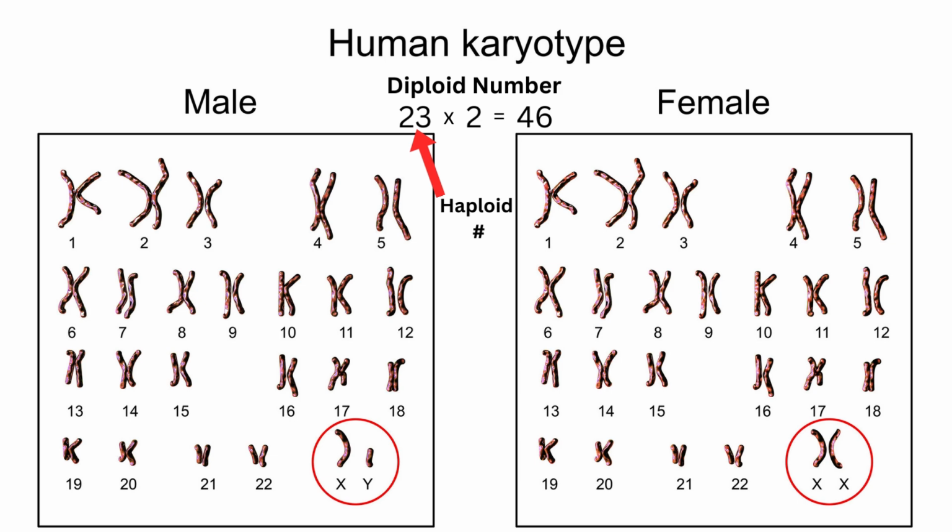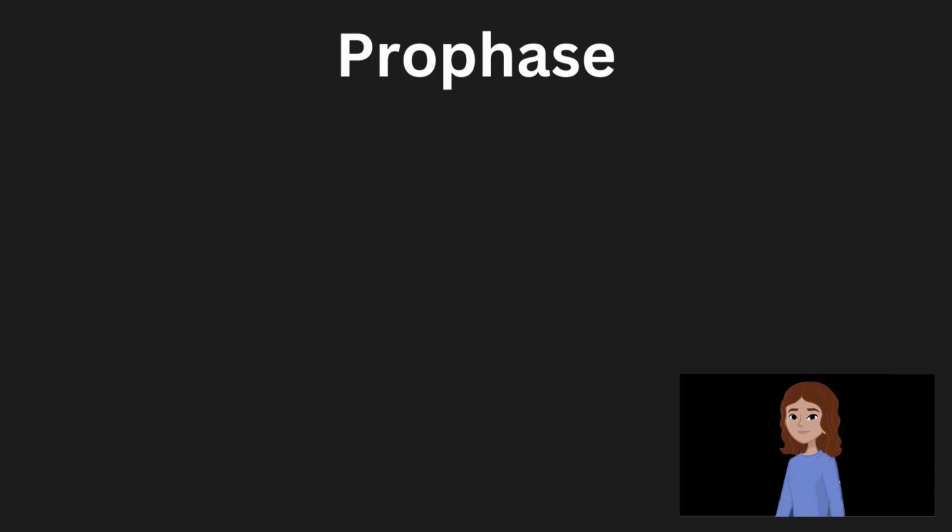Although we will go into haploid later during meiosis, for now you should know that meiosis starts as a diploid cell and ends as haploid cells. This means that there are no homologous pairs of chromosomes in meiosis. The first stage is called prophase.